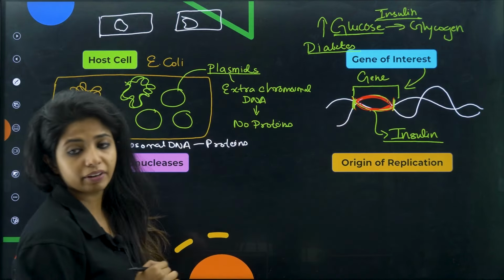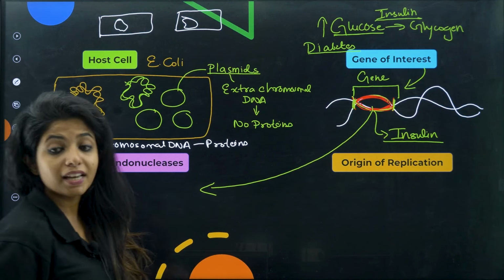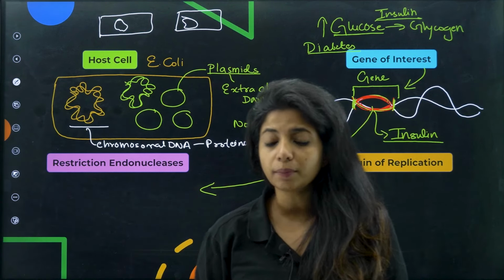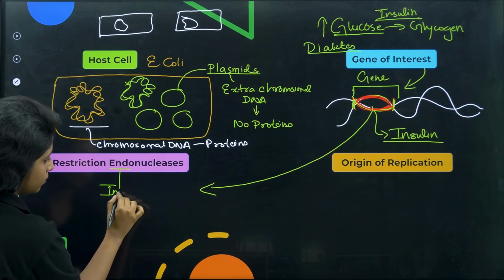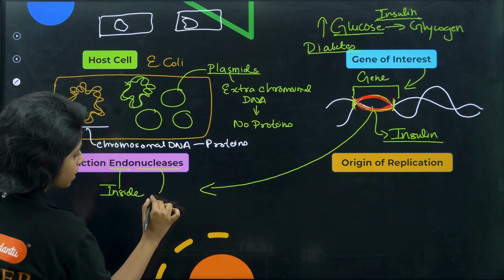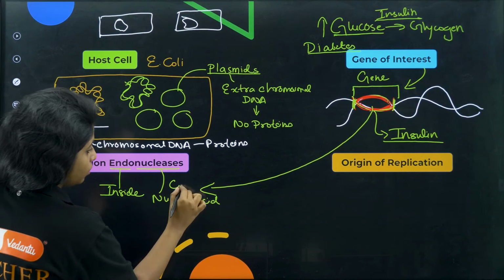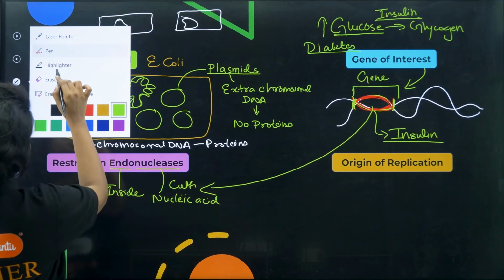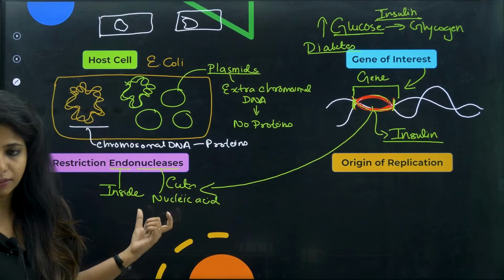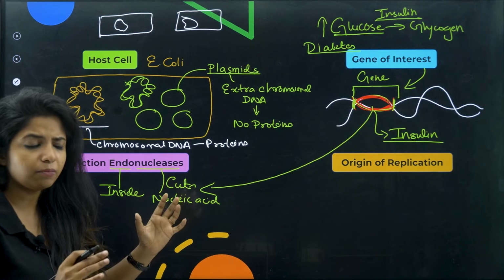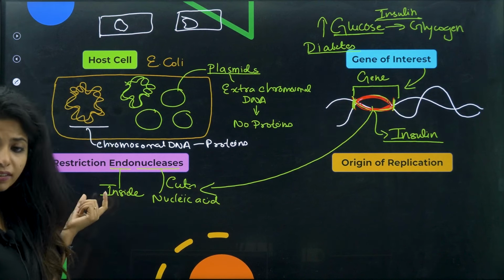How can I cut this gene of interest? Basically, with the help of these enzymes that you see over here. Those are known as restriction endonucleases. What do you call them? Restriction endonucleases. Endo means inside. Nucleases means they cut nucleic acid. Whenever the term "ase" comes, understand that it's for cutting. So nucleases cut nucleic acid, and endonucleases are going to cut the inner portion of the nucleic acid.